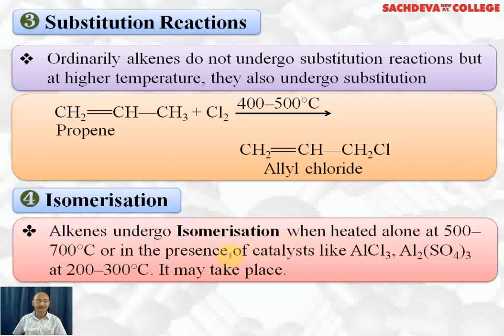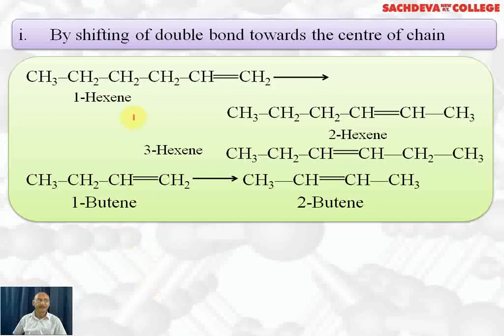Isomerization reaction. Alkenes undergo isomerization reaction when heated alone at 500 to 700 degrees centigrade or in presence of catalysts like AlCl3 at 200 to 300 degrees centigrade. It may take place by shifting of double bond towards the center of the chain to result in the formation of more stable alkene. For example, if 1-hexene is heated with AlCl3 at 200 to 300 degrees centigrade, it changes to 2-hexene and 3-hexene. Now 2-hexene and 3-hexene are more stable than 1-hexene.